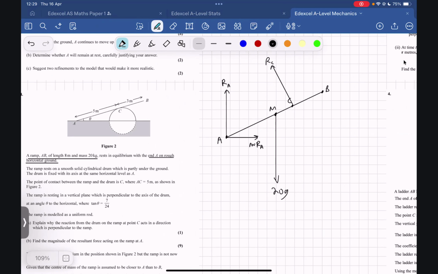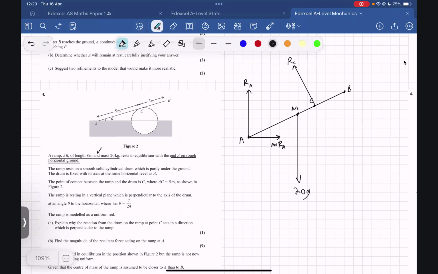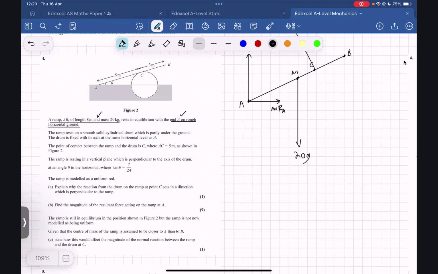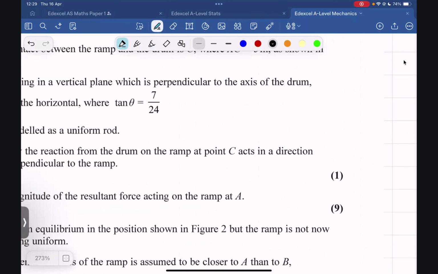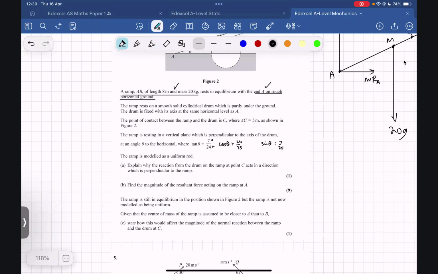I've done the mass. I've done the rough ground. I've done the reaction at A and the reaction at C. Now, I just want to do one more thing. Every time, if it says this, we should do cos theta and sine theta. So this is opposite, this is hypotenuse. So it's going to be 7/25 and 24/25.